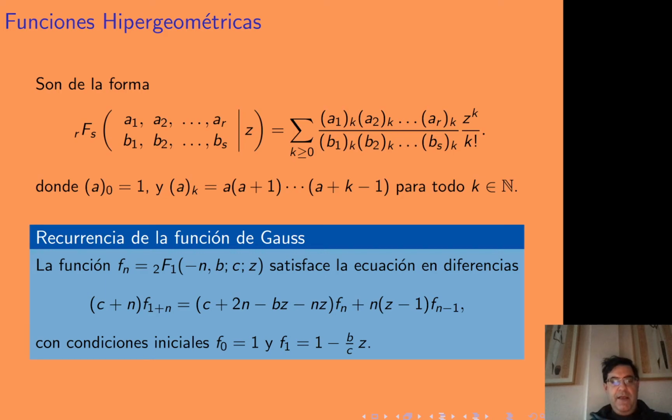This is useful because if you give me two of these values, let's say f0 and f1, I can compute f2 by setting here, for instance, n equal to 1. With n equal to 1, you have f0 and f1, so you can compute f2, and so forth. In this particular case, it's simple to obtain f0, which is just 1, and f1 is just 1 minus b over c times z. So this is a nice problem to compute.